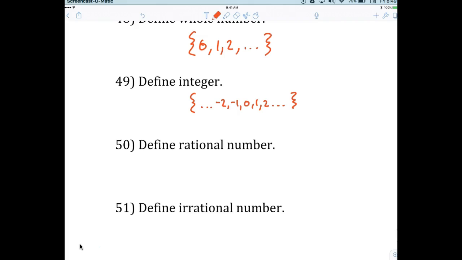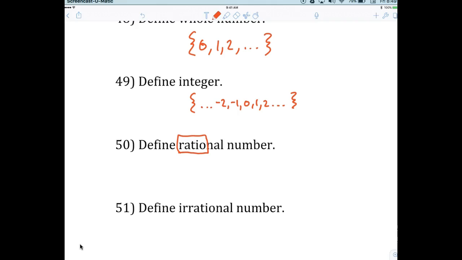0 is definitely an integer. All right. Now, rational number, I want you to remember this. The easiest way to remember it is ratio. So a rational number is just any number that can be written as a fraction. That's what rational means.